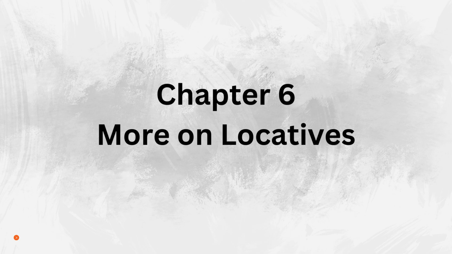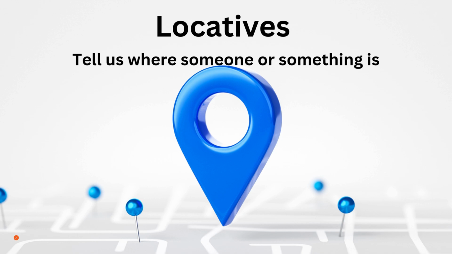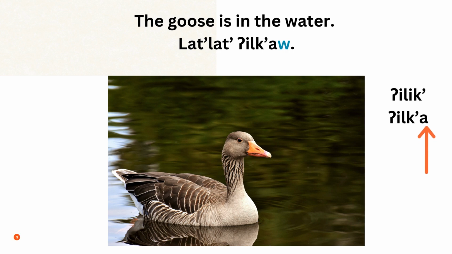We're going to add a little more to our understanding of locatives. We've already learned that locatives tell us where someone or something is. Now, we already learned that we add a locative by looking at which version of a word ends in a vowel. So is it the subject, like ilik, or is it the object form, like ilka? And since ilka ends in an A, we can add a W, and that covers for the word in the water. So this sentence has the goose is in the water, lut ilkau.